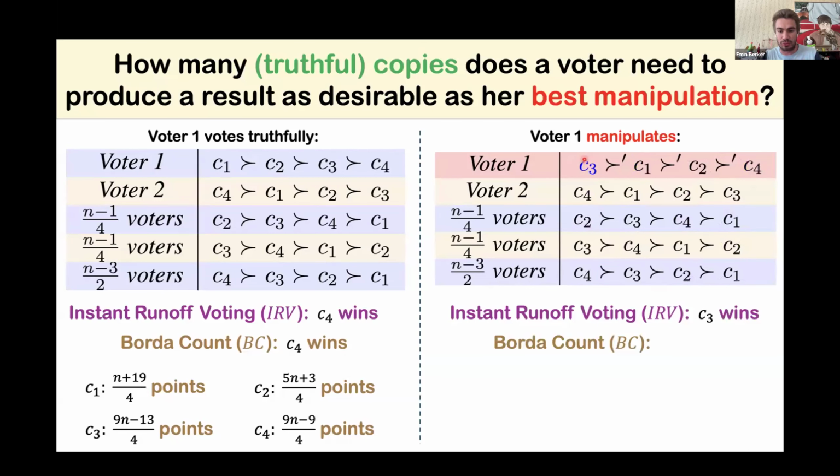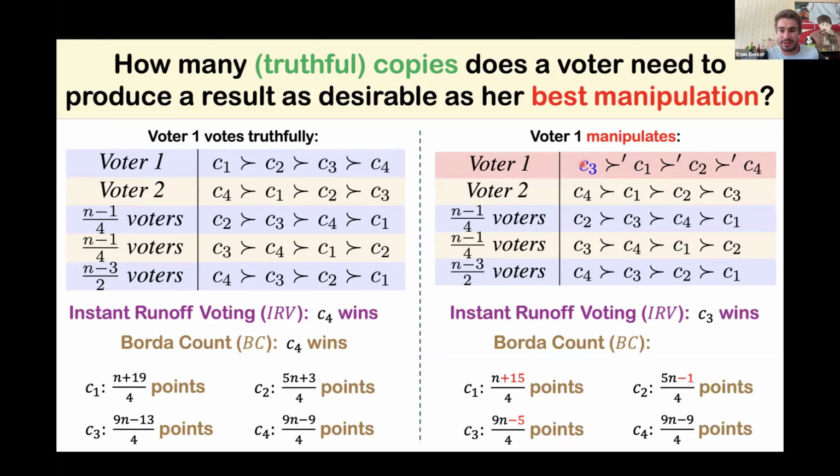And with Borda count also, by promoting C3 to come over here, voter 1, or Alice, or whatever you'd like to call her, has given C3 2 additional points and then subtracted 1 point from C1 and C2. So with those 2 additional points that C3 gets, that's just enough to beat C4, the previous winner. So once again, the winner is C3. And notice that Alice's, or voter 1's, true preference was C3 over C4. So this is a so-called profitable manipulation, meaning that she prefers to misreport her preferences.